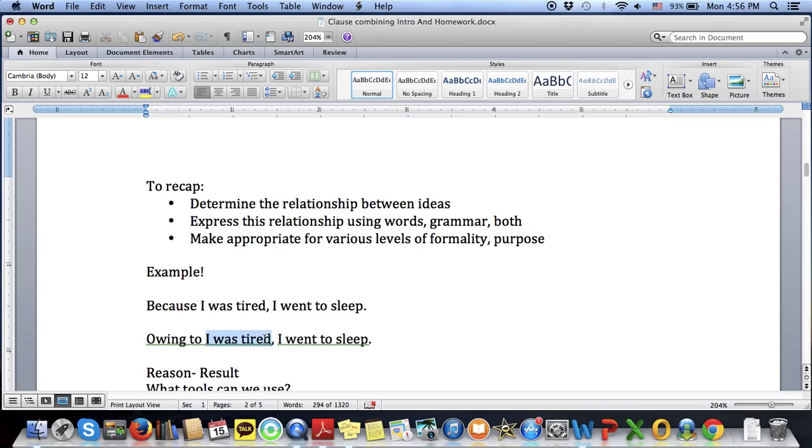So I'm going to take this and turn it into a noun phrase. Let's see here. I was tired. Now, I could say owing to me being tired, and we'll look at that next time when we look at the and relationship. Owing to me being tired, I went to sleep. That sounds a little bit bad right now, so I think I want to do something else. Owing to my tiredness. Aha, owing to my tiredness, I went to sleep. I like it. I don't really like the word tiredness right here, though. I want to keep that same idea and maybe use a different word.